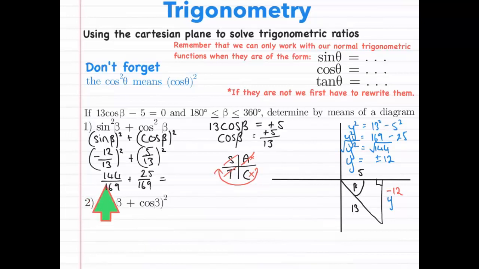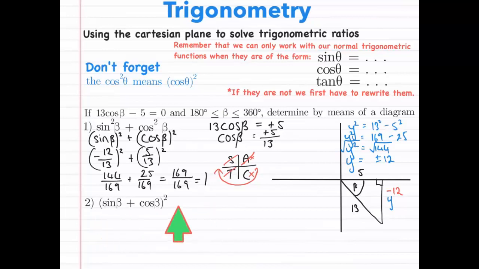And then if you use your calculator, or if you just want to do it out of your head, because the denominators are the same, it will stay 169. And then 144 plus 25 is 169. My answer is 1. Okay, and there we go. We didn't even have to use a calculator.